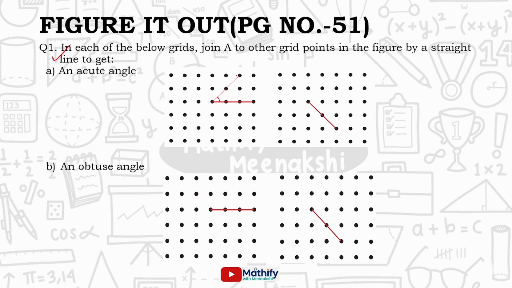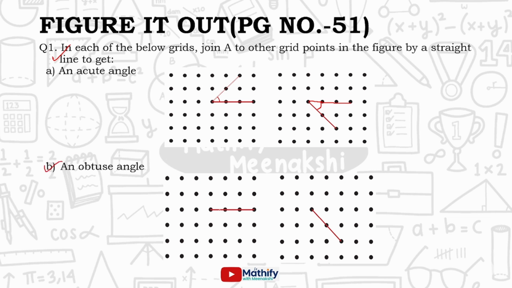Question number 1. In each of the below grids, join A to other grid points in the figure by a straight line to get an acute angle. They have already marked one for you. So we have to draw for the second grid. So you can just join this and see it's an acute angle. Now let's move to the second, that's an obtuse angle.